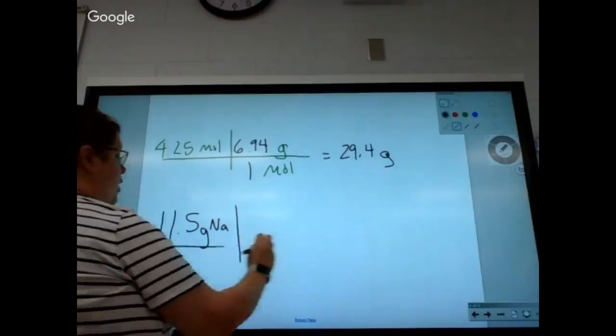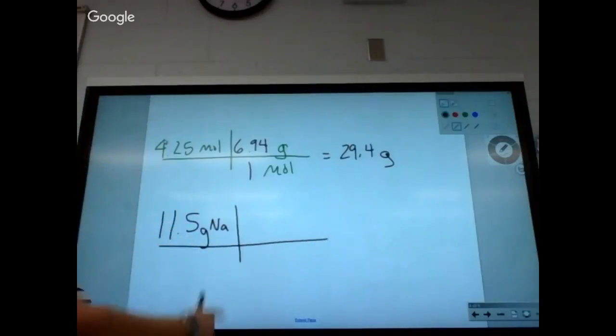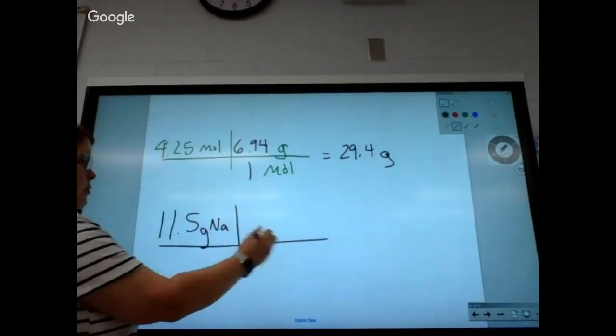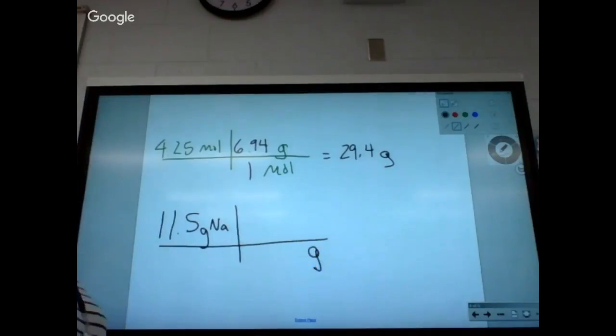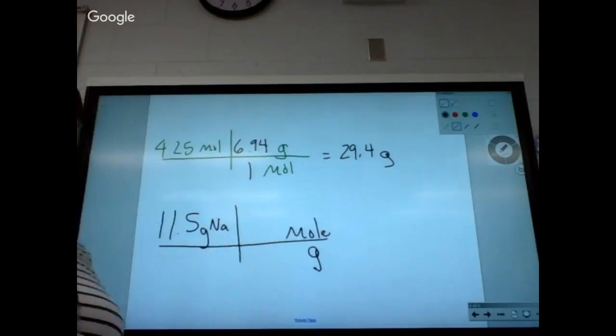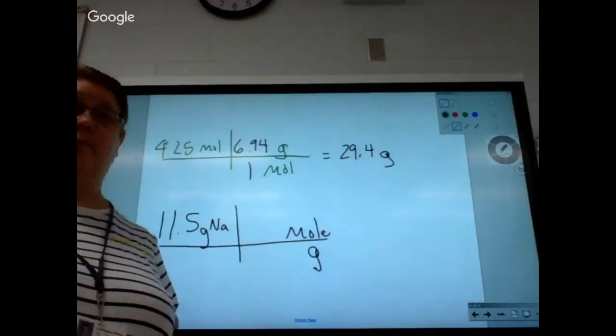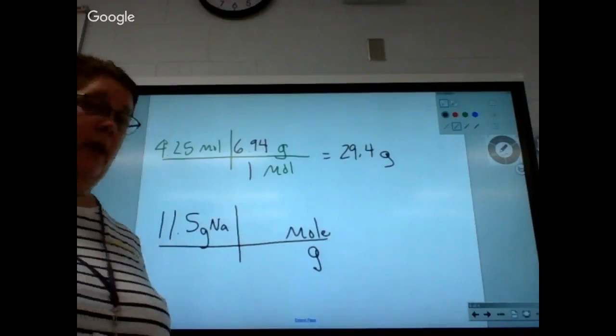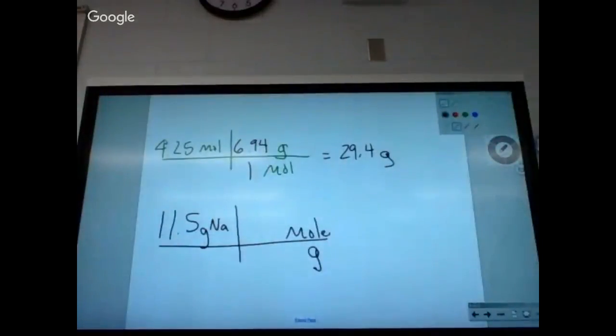All right. What goes on the bottom? What unit's on top? So grams goes on the bottom. All right. Mole. If it asks for moles, we're done. If it wants atoms, we got to keep going. Now, is this the one that says how many moles of atoms? Scratch out of atoms. When it says how many moles, it just wants moles.